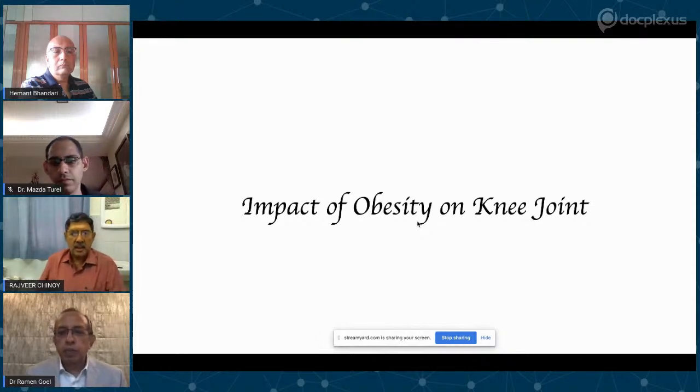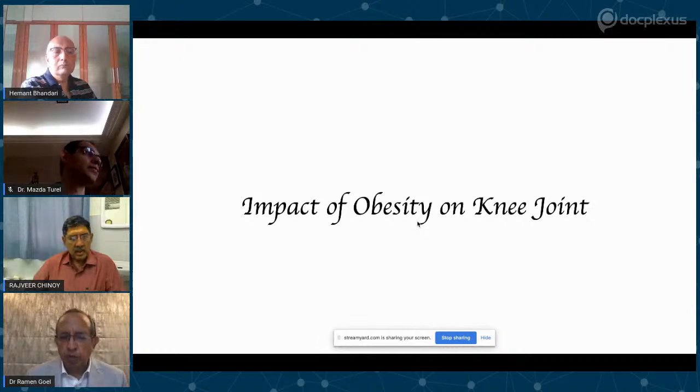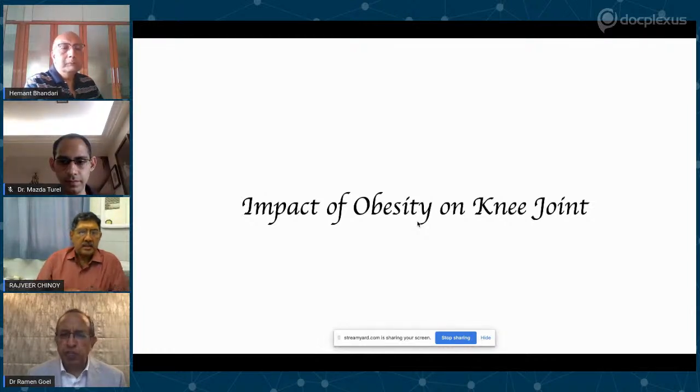Tell me one thing, you have sent a patient for weight loss to a dietitian or a bariatric surgeon, and the patient has lost weight, let's say 10 kg or 20 kg. How much impact does it have on the knee joint? Does it improve 20%, 50%? Do the symptoms completely disappear? What do you experience when they have lost weight?